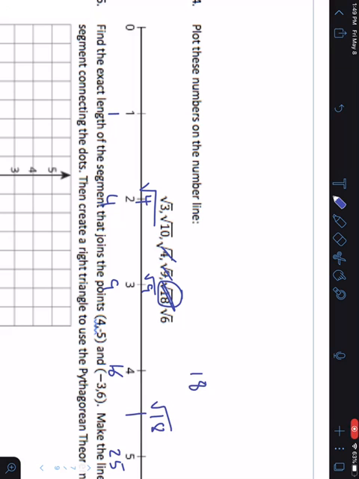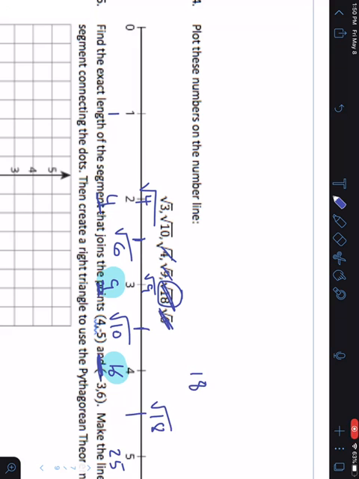Now let's look at root 6. So square root of 6, all right? So 6 falls between 4 and 9. So it's going to be between 2 and 3 on the number line, all right? 10 is between 9 and 16. So it's going to fall, or here, let me say, 10 is between 9 and 16. So it's going to fall between 3 and 4 on the number line.